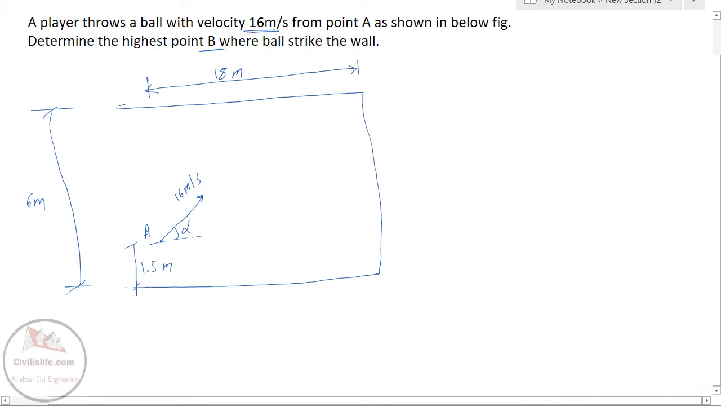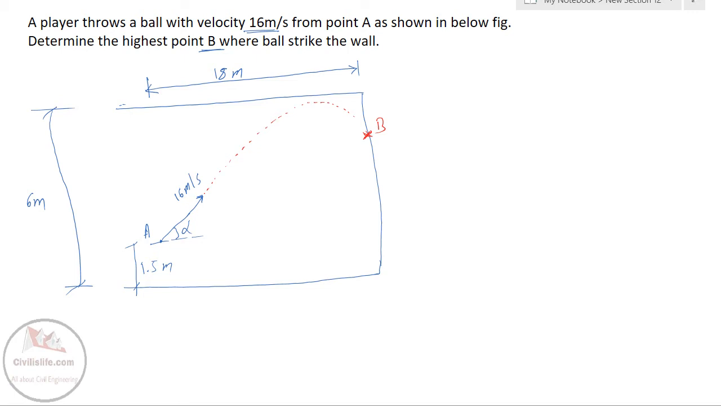See, we could have assumed that this ball is going to strike the same floor if the wall is absent. But now, in the presence of this wall, instead of striking the ground, it is going to strike the vertical wall. So let us assume this as the path of this ball. Here it is striking the vertical wall at some height. We don't know what is the height of that point B where the ball is going to hit.